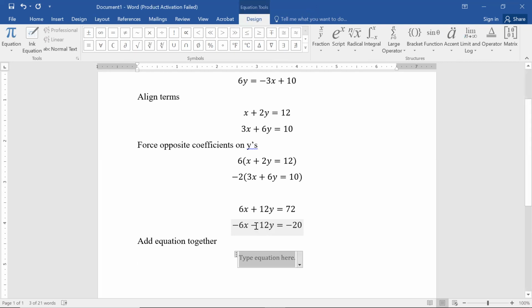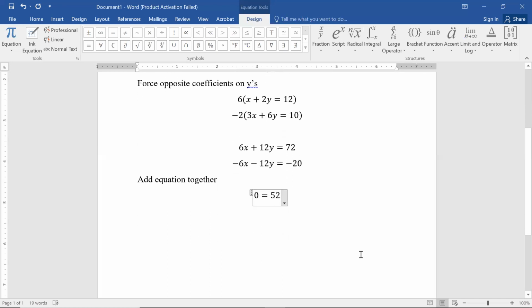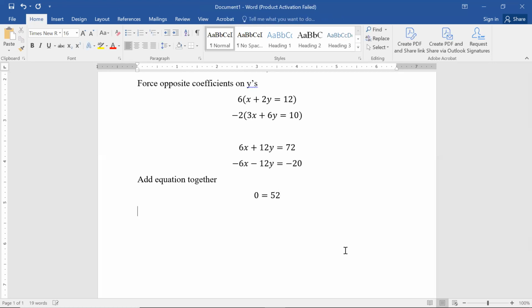When I add these two equations together, obviously the y's cancel each other out. That's how we designed it. But also you'll notice that the x's cancel each other out too. So on the left-hand side, all of our variables go away. And on the right-hand side, I end up with 52. Now, this is obviously incorrect, right? This is obviously a false statement.